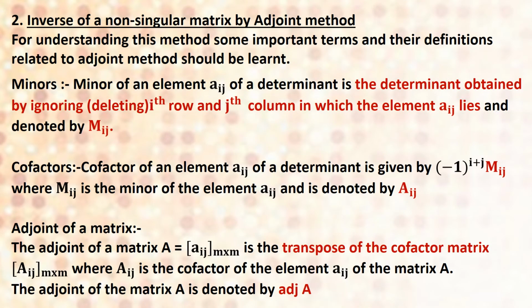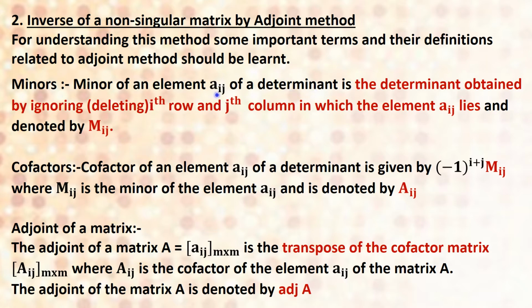Now the second method: inverse of a non-singular matrix by the adjoint method. Before going to this particular method, we should understand certain definitions related to it. First one, minors. Minor of an element Aij of a determinant. It is not related to the matrix, but we use this in the matrix also. A matrix we can convert into a determinant by changing the bracket.